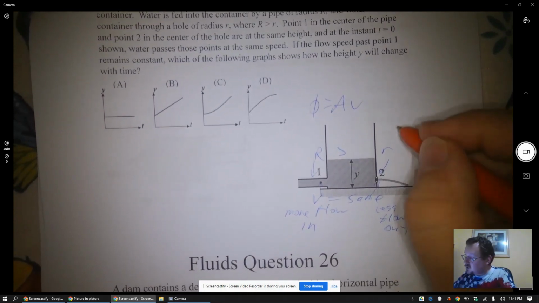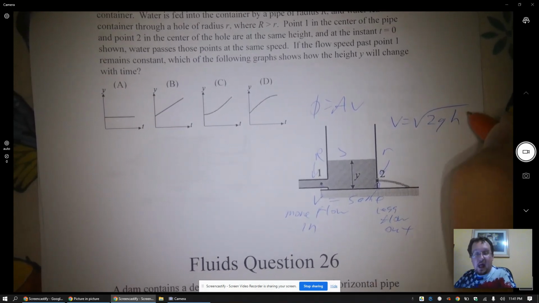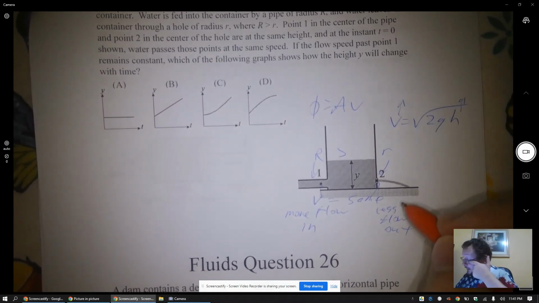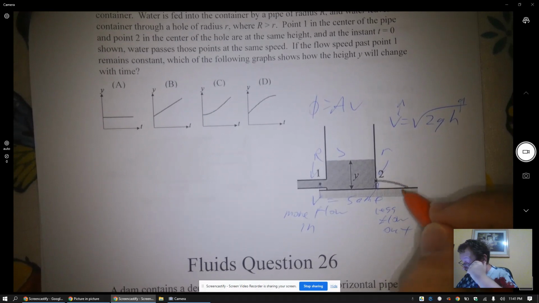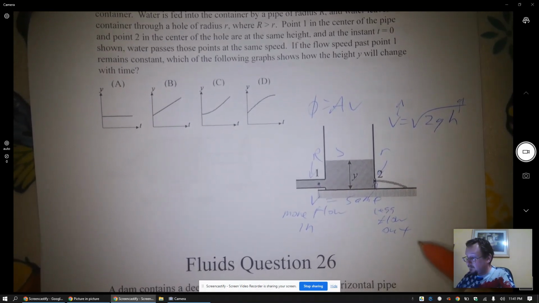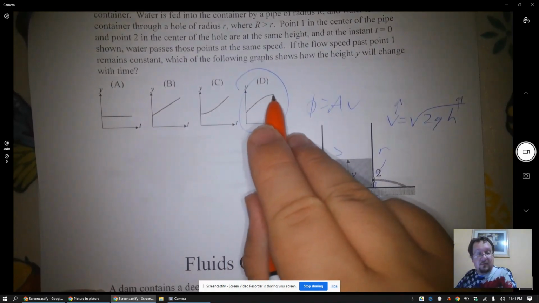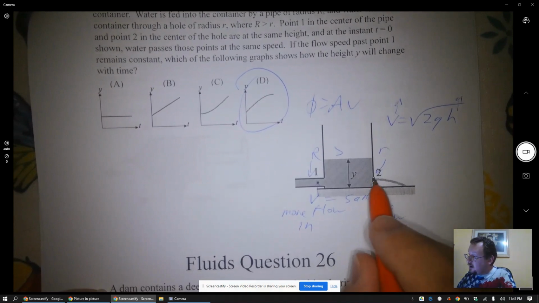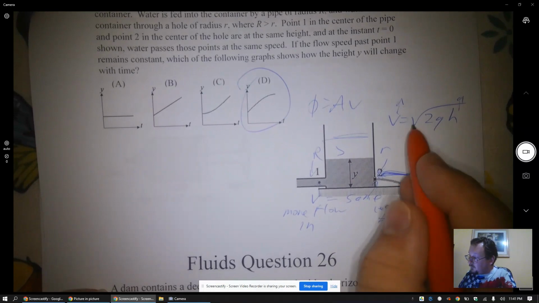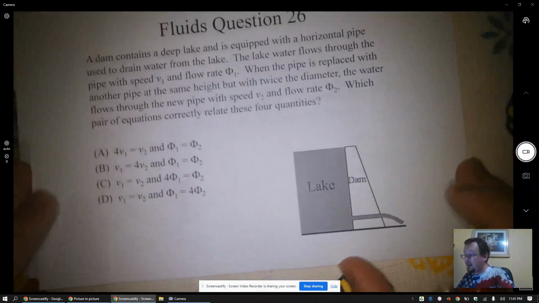But here's the deal. You saw a second ago from Bernoulli, v equals square root of 2gh coming out the hole. As the height goes up, the velocity is going to go up, and then eventually the flow rate out is going to match the flow rate in because the velocity speeds up enough. So I think the height is going to increase at first, but then reach an asymptote or level off when the height gets high enough that this pees out fast enough for the flow rate out to match that flow rate in.